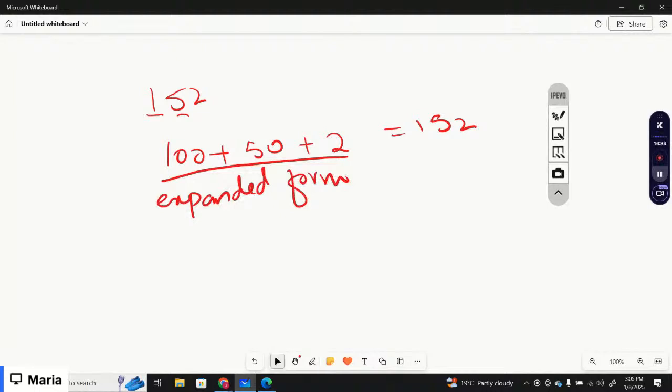When you write the numbers with their place values, then that is known as the expanded form. 1 is at the hundreds place, so you can write 1 as 100. 5 is at the tens place, so you can write it as 50. And 2 is at the ones place, so you can write it as 2. So that is 152. Got it?